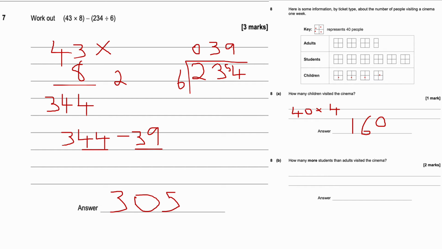Part B, how many more students than adults visited the cinema? Now there's multiple ways that I could do this. What I could do is work out what the gaps are. So I could say, how many windows am I missing, or how many boxes I'm missing? I'm missing 1, 2 and half a box. So that's going to be 40, 80 plus this missing half, which is going to be 20. That's 40 and that's 40. So how many more? It would be 100, because 40 plus 40 plus 20.